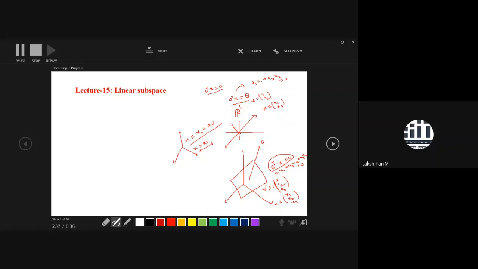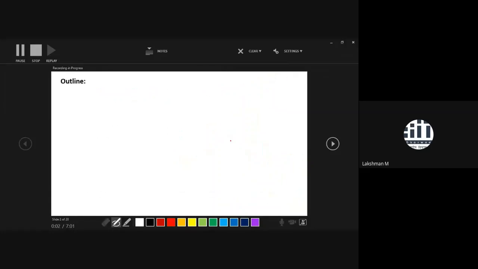So I'm going to start today's lecture. Today we will discuss linear space and linear subspace, and the date and timing of the class is already mentioned here. So, the outline of today's lecture.